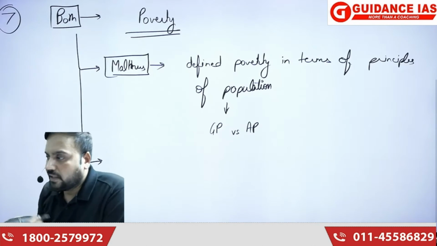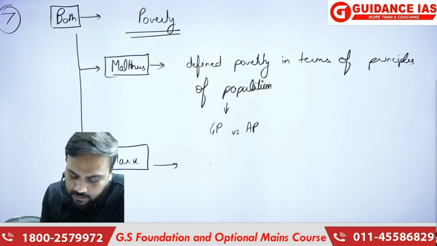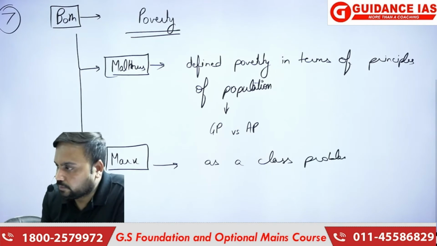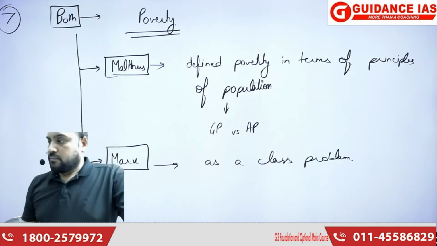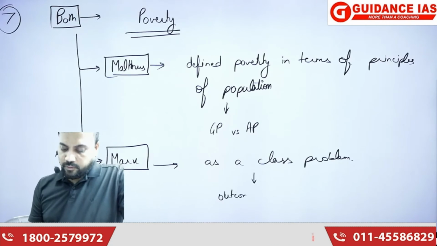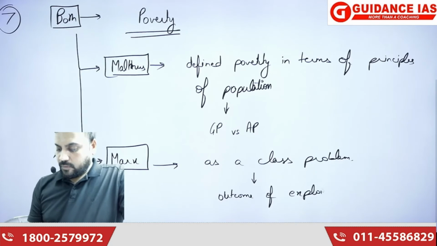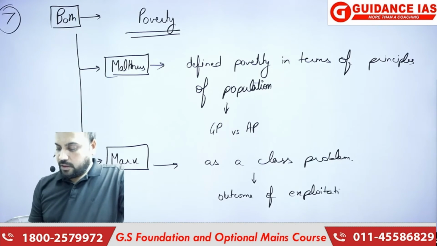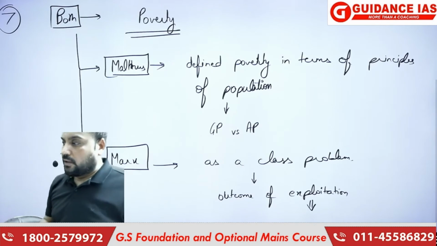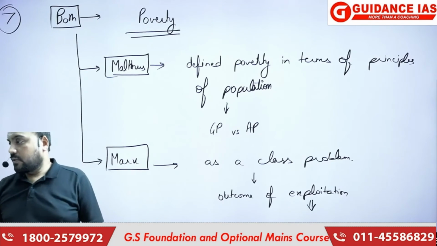Okay. Marx defined poverty in a different way. He defines poverty as a class problem. And it was the outcome of what? It was the outcome of exploitation. Which in turn was the result of what? Unequal distribution of resources.